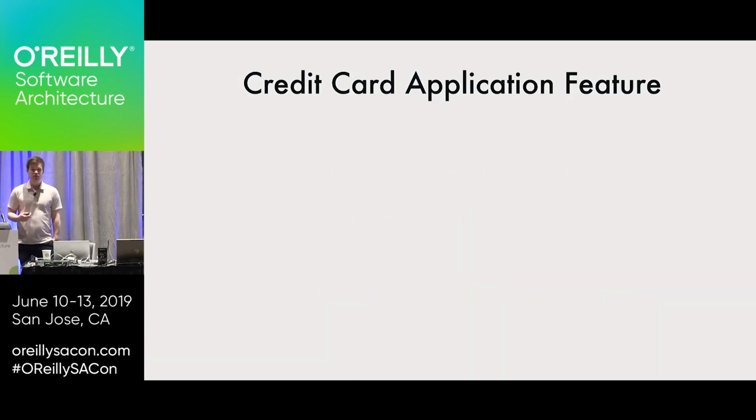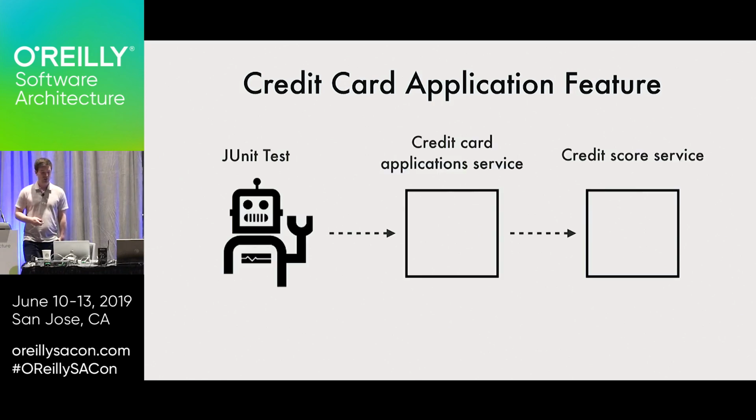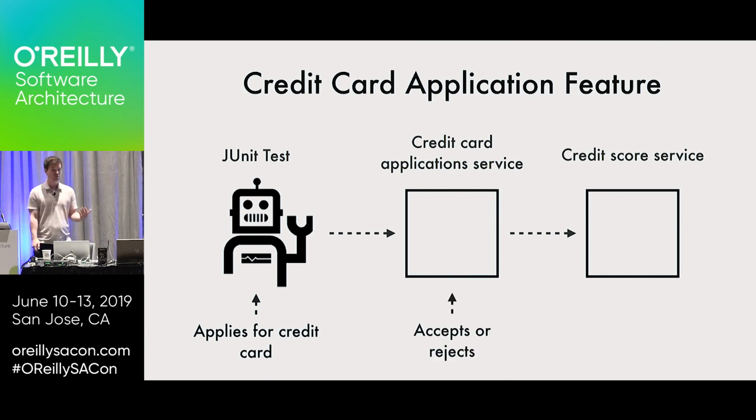We're going to start by building a feature, and we'll go through the CDC workflow step by step for that feature. We'll start with a unit test which runs against a credit card application service, which calls out to a credit score service. Our unit test will apply for a credit card. Our credit card service will accept or reject the application for that credit card. And our credit score service will calculate the credit score for the user applying for the credit card. If the score's a high score, then we'll accept the credit card application. If the score's a low score, we would reject it.